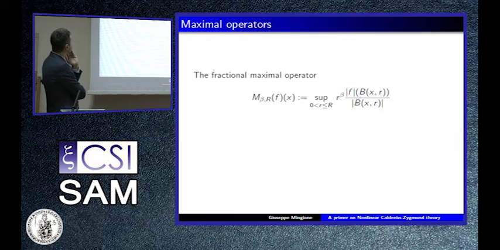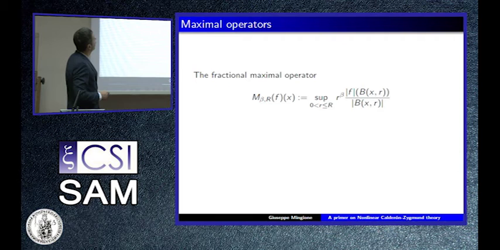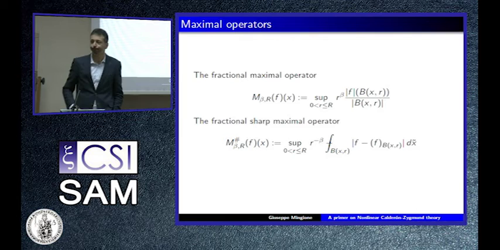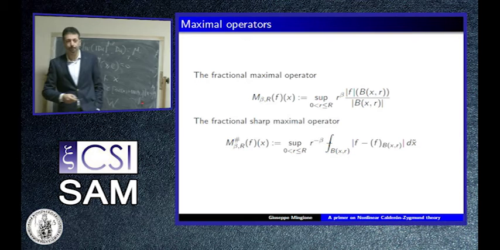There is a much more general fact behind all these things, and this is described via the fractional maximal operator. So the fractional maximal operator is the following one. When beta is equal to zero, this is the usual maximal operator by Hardy and Littlewood. And this is the fractional sharp maximal operator. All kinds of operators were also considered by Fefferman and Stein, the sharp maximal function.